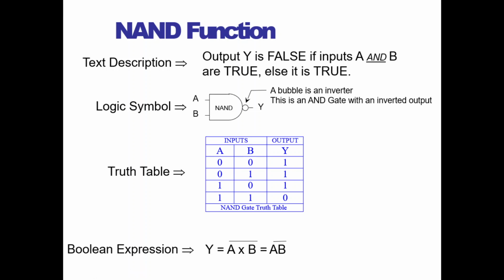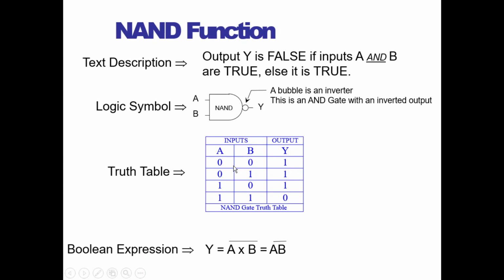Now the NAND function. The output y is false if inputs A and B are true, else it is true. The bubble is the inversion. This is an AND gate with an inverted output: NAND, inverted AND.